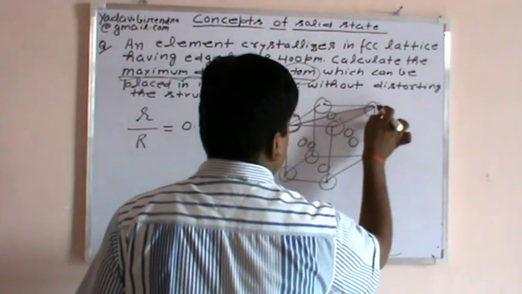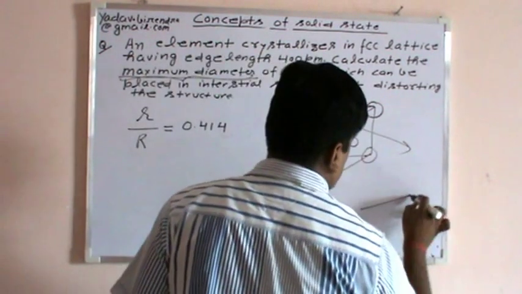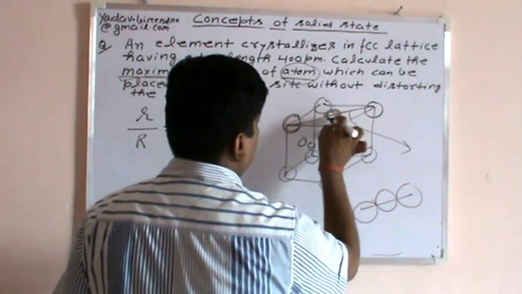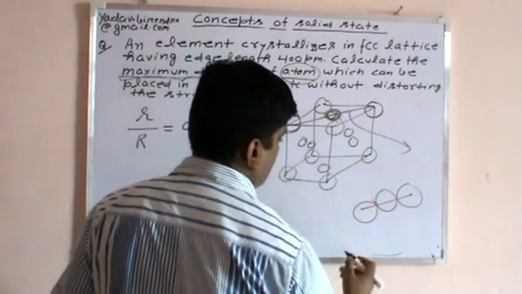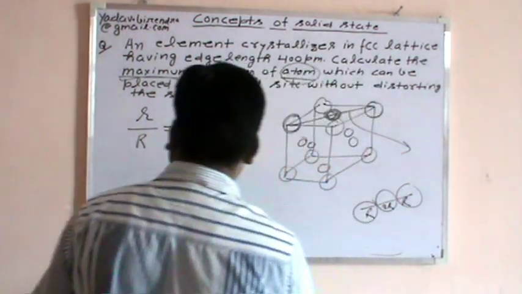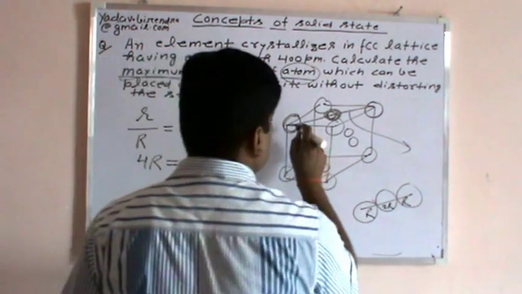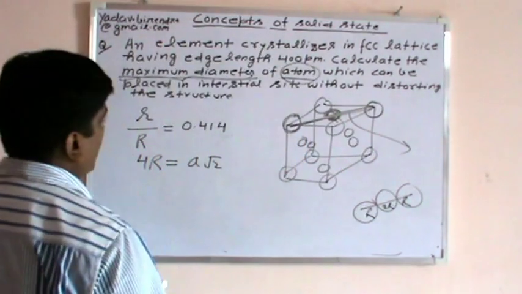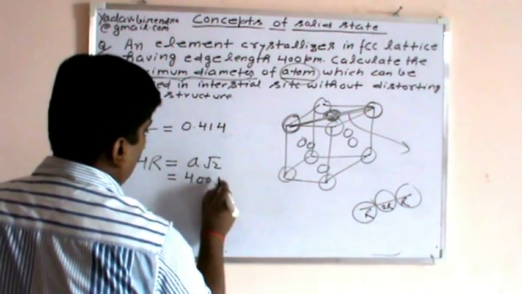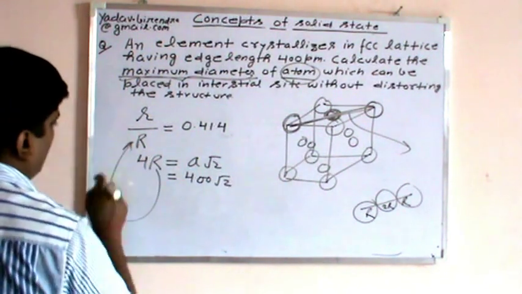Second, these atoms are touching each other. In FCC unit cell basically, this face center atom will touch these corner atoms. So I can say this as R, 2R, R. So 4R can be written as A root 2. This length will be A root 2. Since A is given as 400 picometer, I can write this as 400 root 2. And from this we get the value of R, and I can substitute this value here.